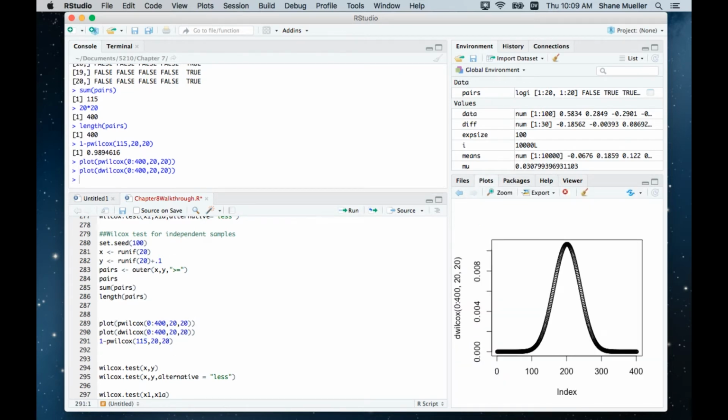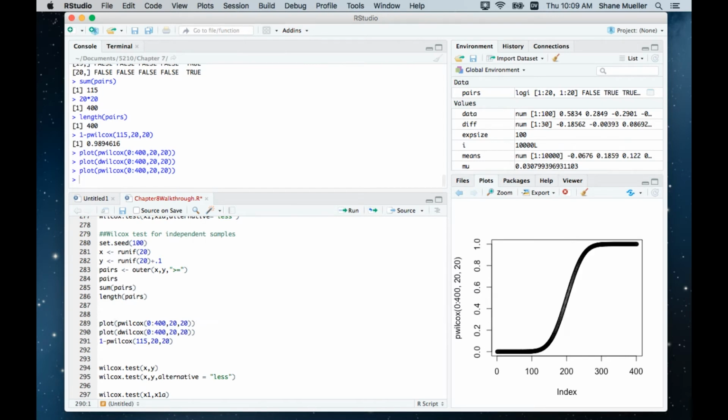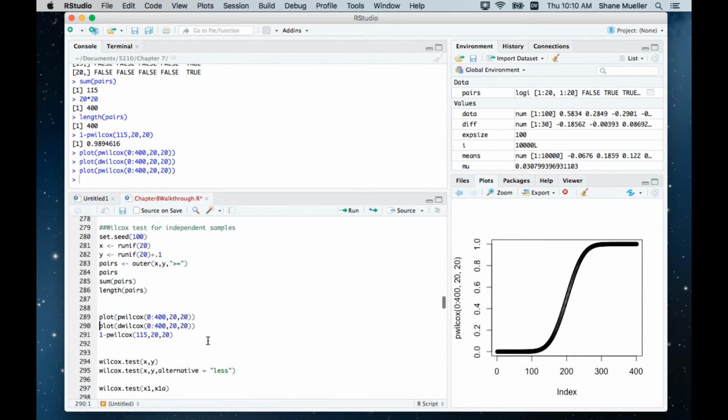I can plot both the density and cumulative distribution. If you look here at 115, that's right about here, and you can see it's far enough in the tail that it's unlikely to have happened under the null hypothesis. And I could look at the cumulative, and again, either 115 or 385, which would be about here, is way in the tail. So in this case, we would reject the null hypothesis because it's unlikely to have happened just by chance, according to the Wilcox test.